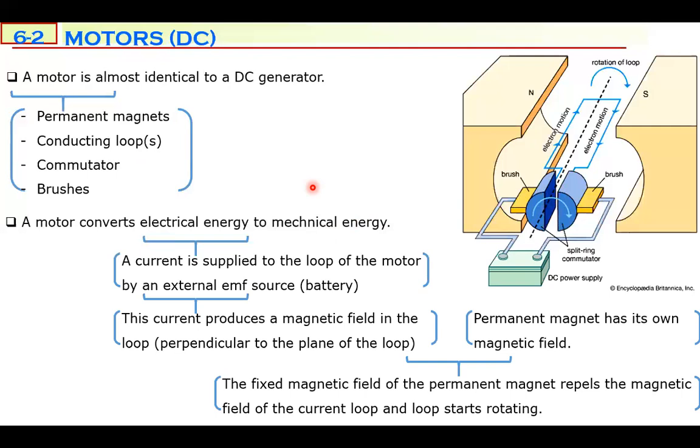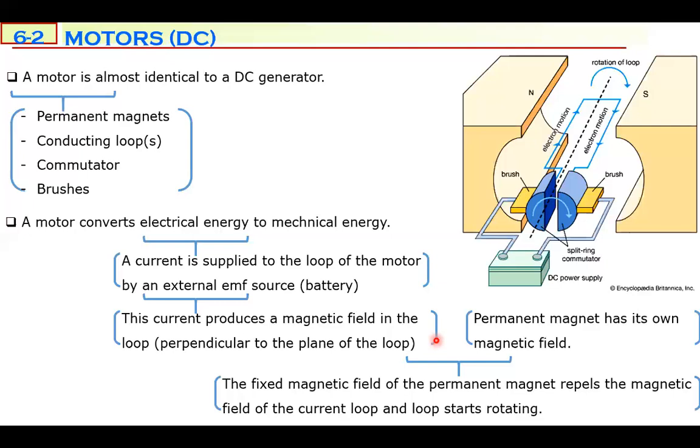So it's possible. A motor converts electrical energy to mechanical energy, which means you should supply some electrical energy from a battery. So a current is supplied to the loop of the motor by an external EMF source, which is a battery. And this current produces a magnetic field. When you give electric current to a loop, what happens? This loop produces a magnetic field. We know it, chapter 5, section 2.